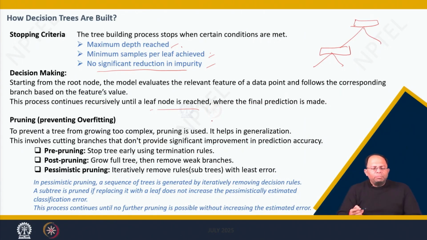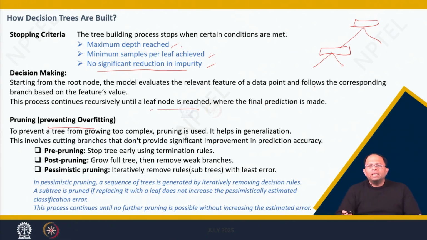So sometimes we have to do pruning, because we do not want to have the problem of overfitting. To prevent that, we go for pruning. That means if I keep on asking questions and dividing the data, of course, we will come to a point where we reach the outcome.